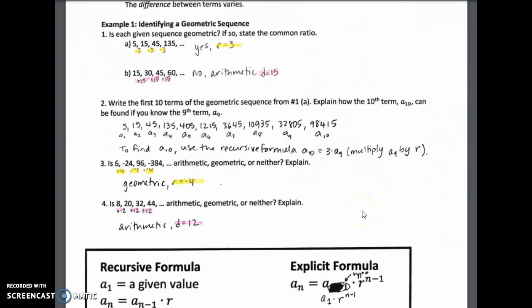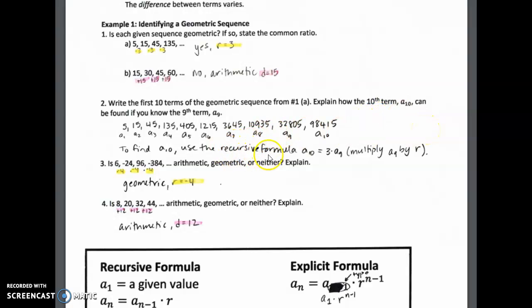Okay, so in number 2, they're asking us to take the sequence from the problem before, and to complete it up until the 10th term, and explain how we could find the 10th term if we were given the 9th term. So to list them all out, I just continuously multiply each term by 3, which we said was the common ratio, until I have 10 terms. So I end up with 98,415 for a sub 10. If I knew a sub 9, which I did, finding them one at a time, then all I need to do is multiply that 9th term by 3 to get the next term in the sequence.